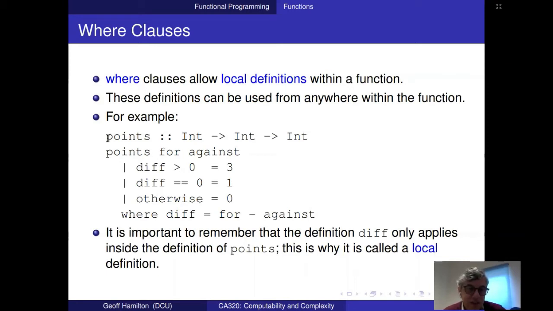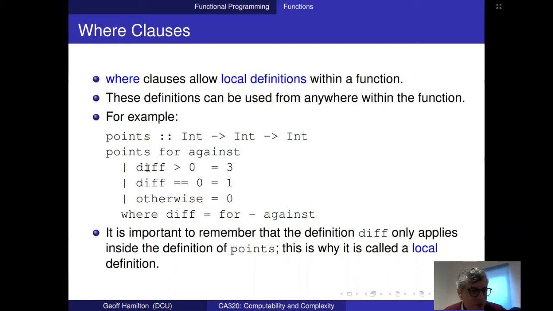How? Let's say I have a function points, that's the declaration first. I have a function type points, which is of type Integer, Integer, and Integer, inputs and output, and then I define points for against, they are the input values, Integer and Integer. If diff is greater than 0, that's a guard, right? In here, that's a guard. If diff is greater than 0, output is 3, and so on.